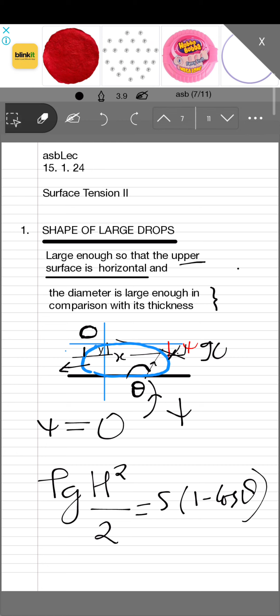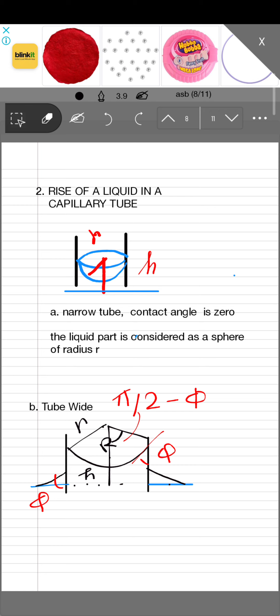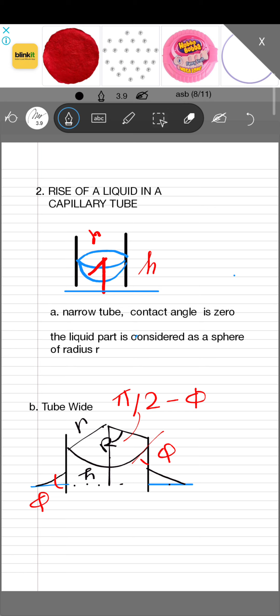Okay, so the next topic is the rise of a liquid in a capillary tube. Now, there are basically two cases when we are considering, in fact, three cases. The first one is when we are considering the tube to be very narrow. If the tube is narrow enough, we can assume that the liquid is in spherical shape and the contact angle is 0.